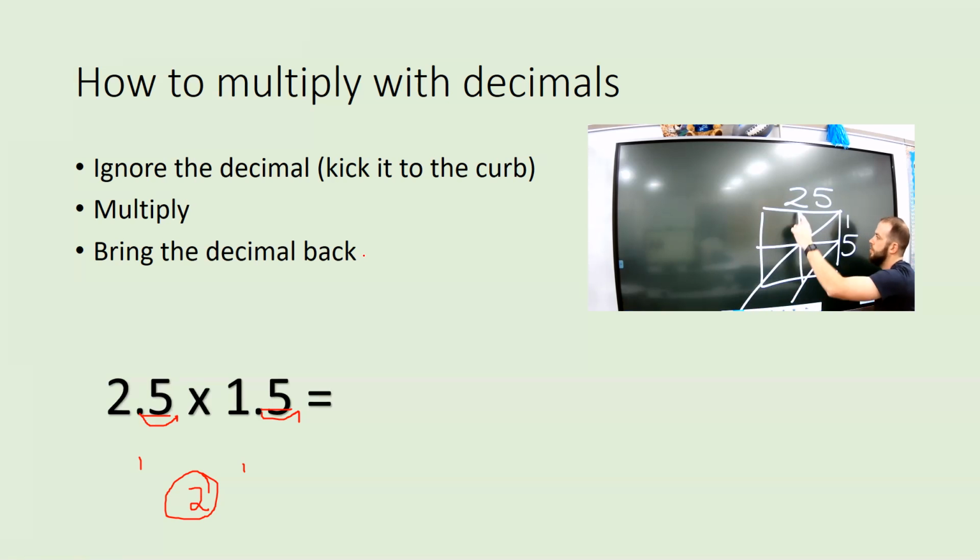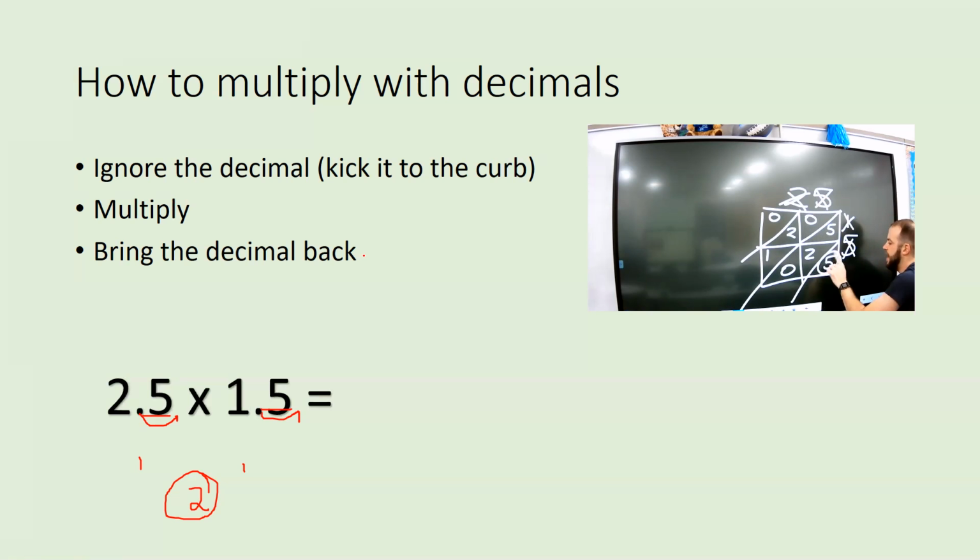Slice it in the corners. Now come up with an answer. 5 times 1 is 5. 2 times 1 is 2. 5 times 5 is 25. 5 times 2 is 10. Get rid of all of our digits on the outside because we only needed them to fill in the boxes.